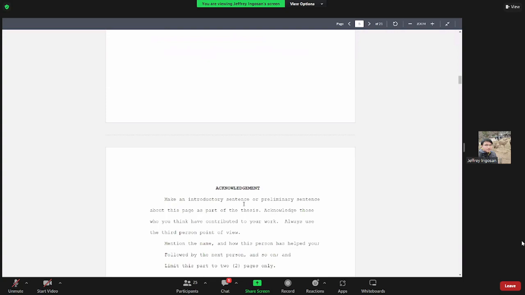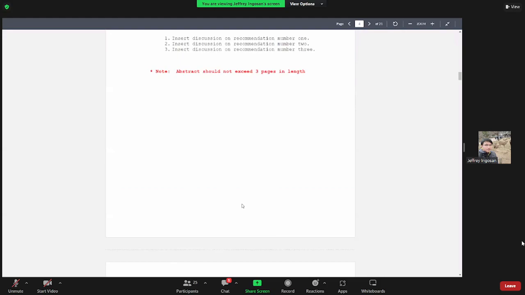So let me repeat that for the last time. The entire manuscript is double space except for the approval sheet, which is single space, and the abstract, which is also single space.